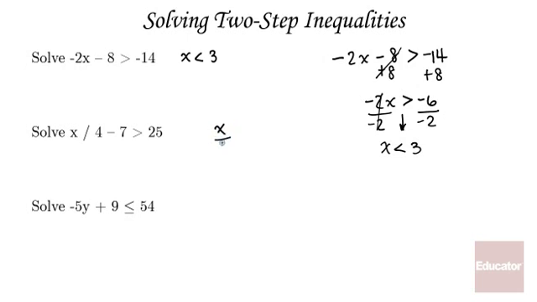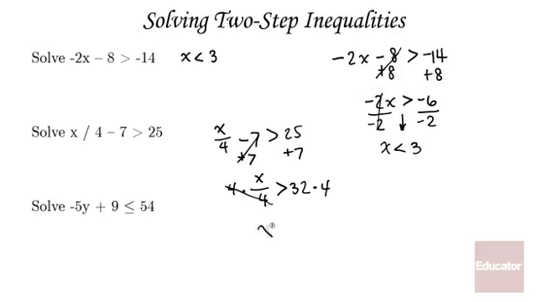Next, let's try x over 4 minus 7 is greater than 25. So I'm going to work with the subtraction first and do the inverse, add 7 to both sides. So x over 4 is greater than 32. And next, the opposite of dividing by 4 is multiplying by 4. This time I'm multiplying by a positive number, so I'm not going to reverse my inequality sign. Do 32 times 4 over here. That's 8 and 12, 128.